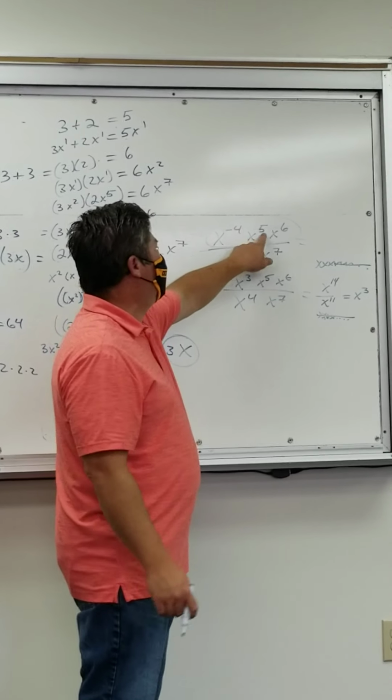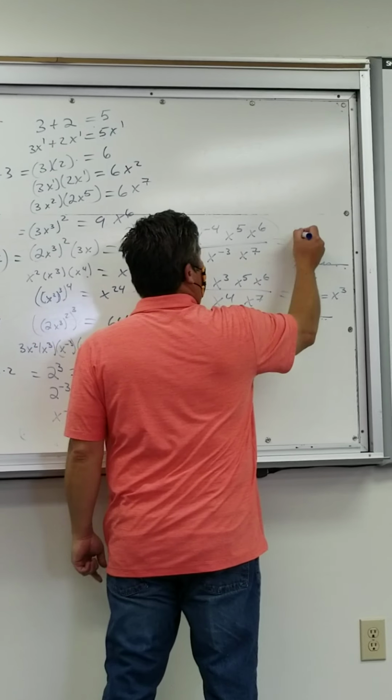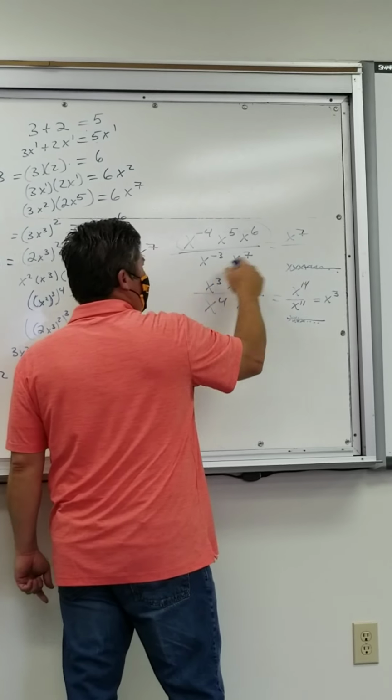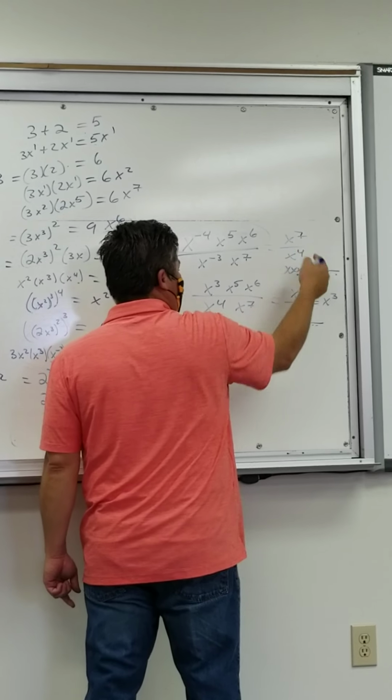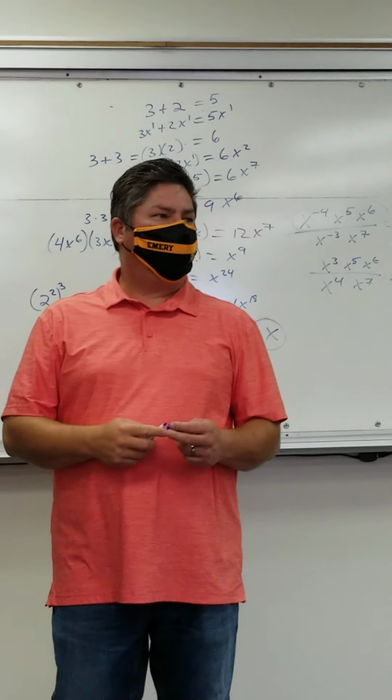Add straight across. -4 plus 5 is? 1 plus 6 is? 7. And then he did the bottom. And then he subtracted the bottom from the top. Is he going to get the same answer? Totally fine. 2 ways to solve a problem.